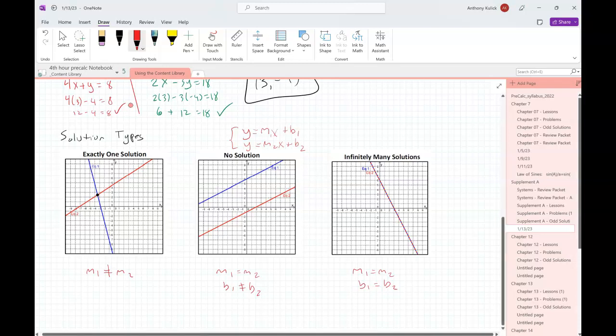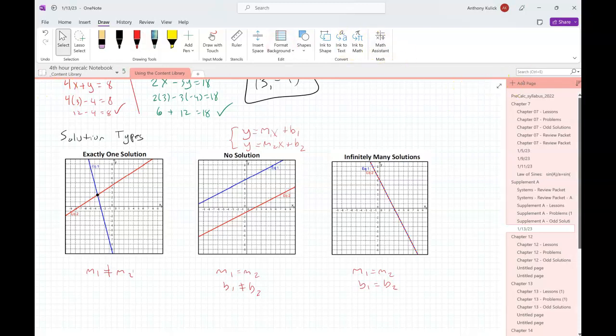So in a way, we should be able to look at our system before we even have to do any solving or graphing to tell which type of solution we're going to get, right? One solution, no solution, or infinitely many. We doing okay so far?